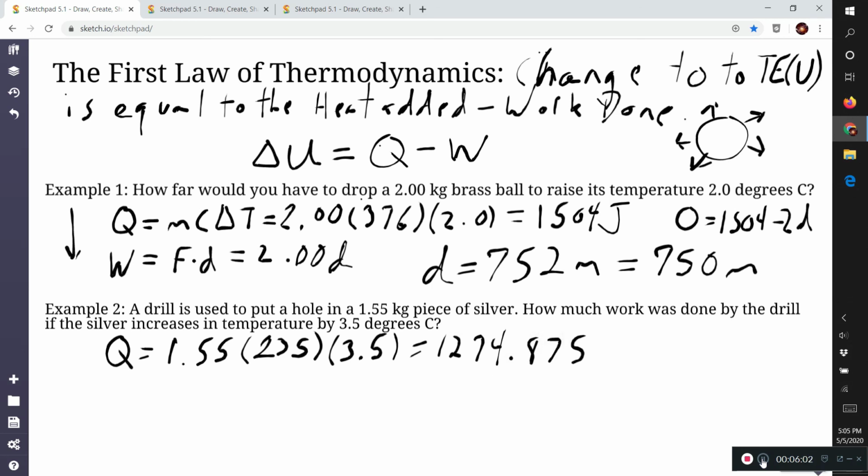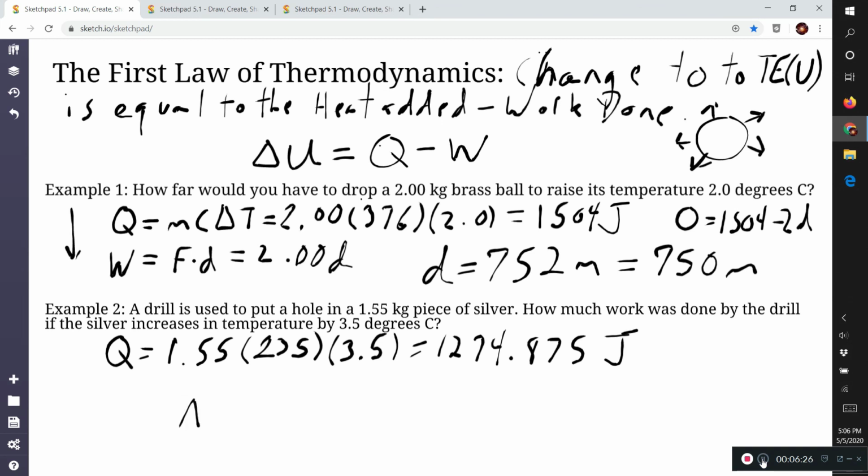Now, it says how much work was done by the drill. And in this case, we're making a similar assumption. We're assuming that all the work done was transferred into heat of this piece of metal. Now, if you want a more realistic modeling scenario that involves some more complicated math, this is the basics of how it goes. So the heat was that many joules, which means that much work must have been done if it all transferred into heat.